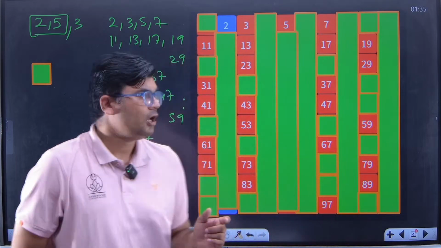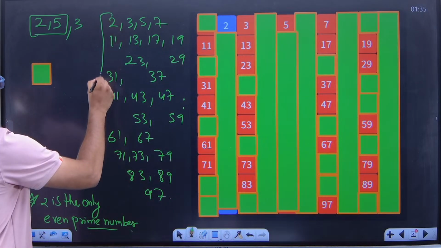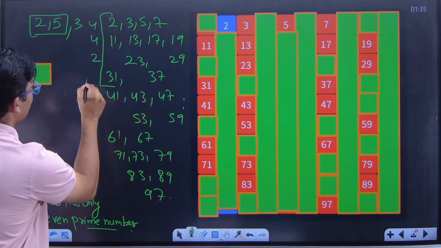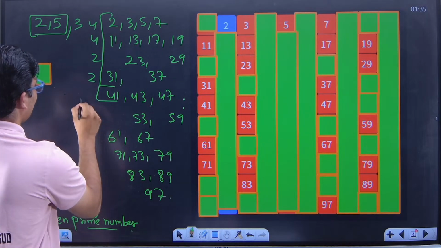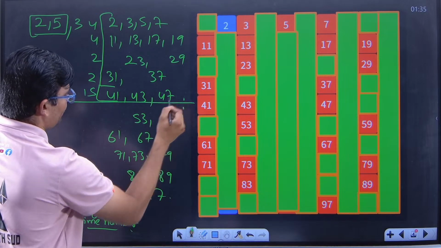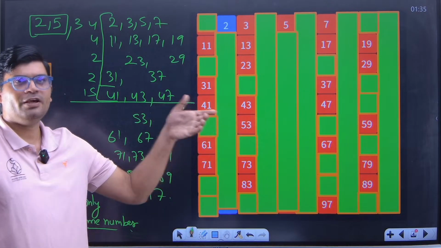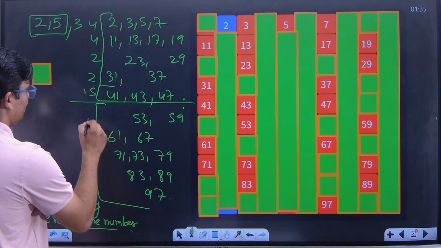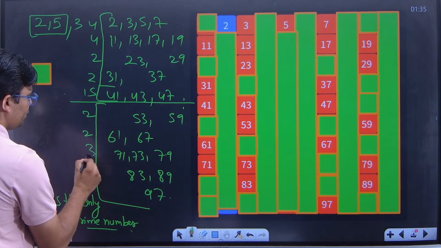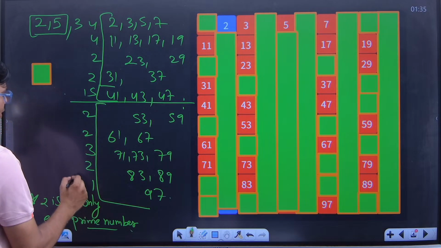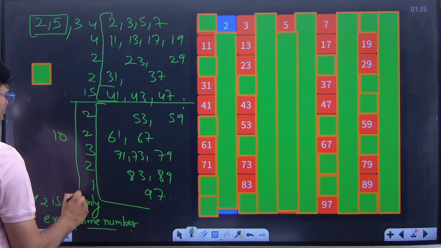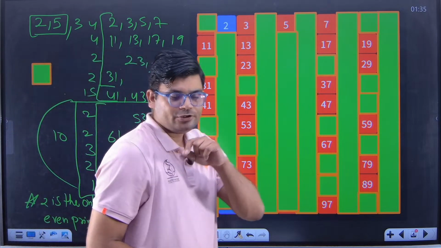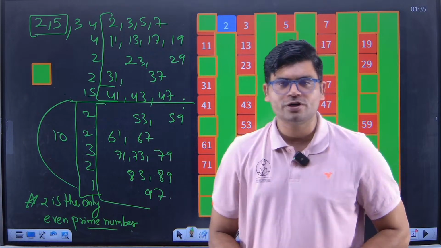So if you count, how many are there? Let us count. 4 plus 4, 8 plus 2, 10. 10 plus 2, 12. 12 plus 3, 15. So up to 50 we have 15 prime numbers. Then from 50 to 100 we have 10 prime numbers. 2 plus 2, 4 plus 3, 7 plus 2, 9 plus 1, 10. So 10 and 15. How many are total? Total there are 25 prime numbers. And you should be in a position to remember all these 25 prime numbers.